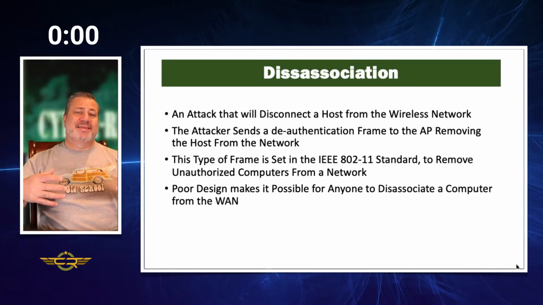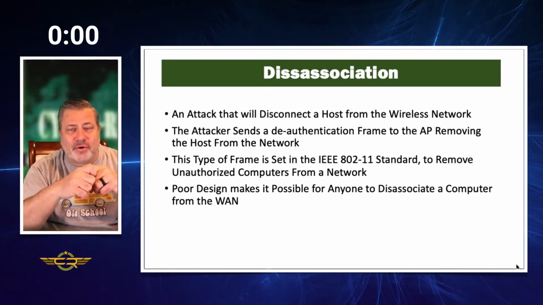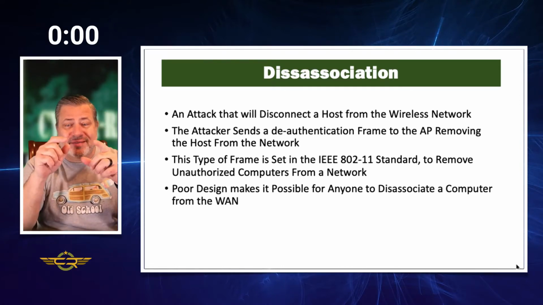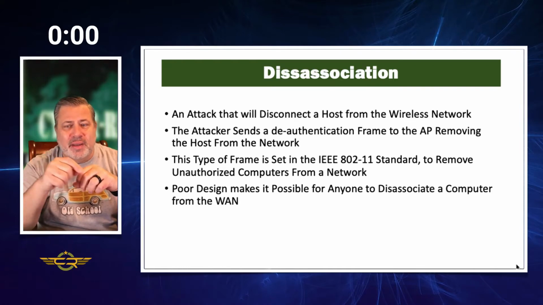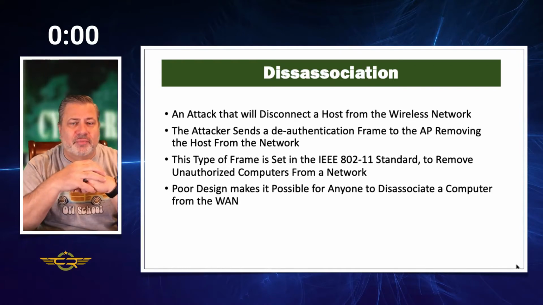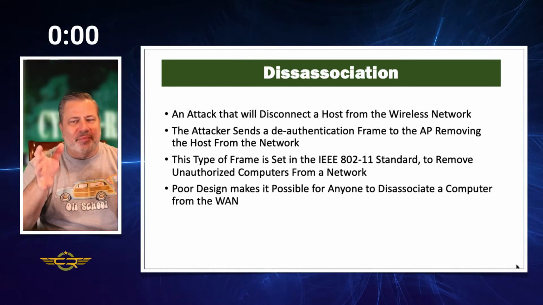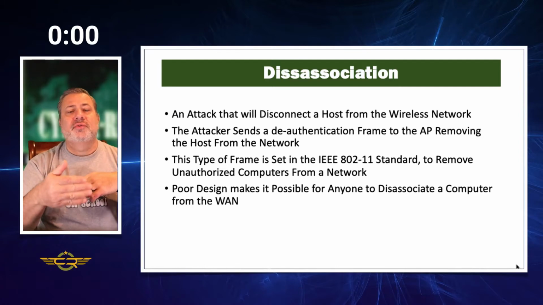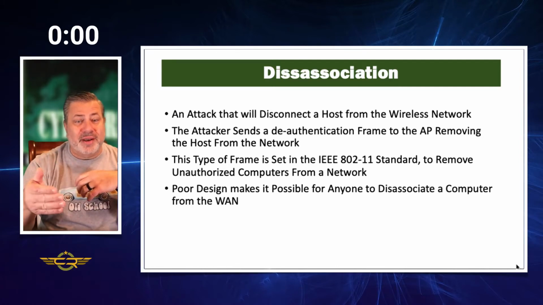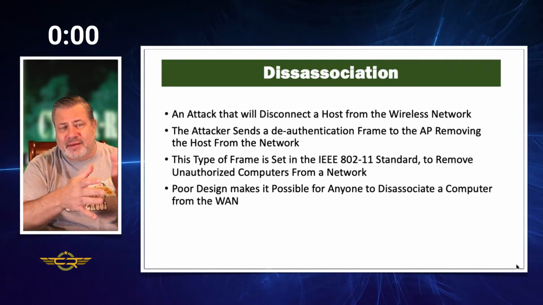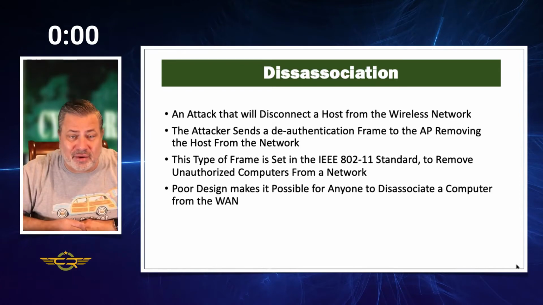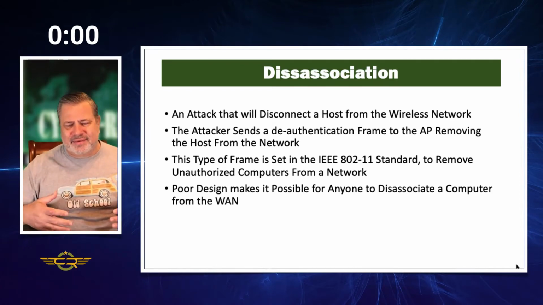So in this attack, the bad guy, the attacker, is going to disassociate a host from the wireless network. What they're going to do is send a deauthentication frame to the access point, removing the host from the network. And this is weird. It's from the IEEE 802.11 standard, and it's used to remove unauthorized computers from the network. You'd think that someone would have to be authorized to disassociate somebody. You'd think that would be an administrator function, or somebody at least logged in to the network. But it doesn't necessarily have to be that way.